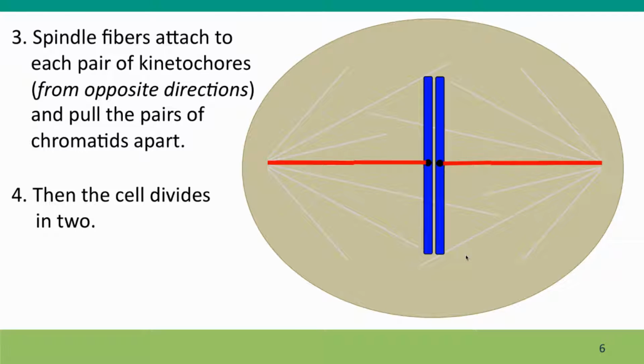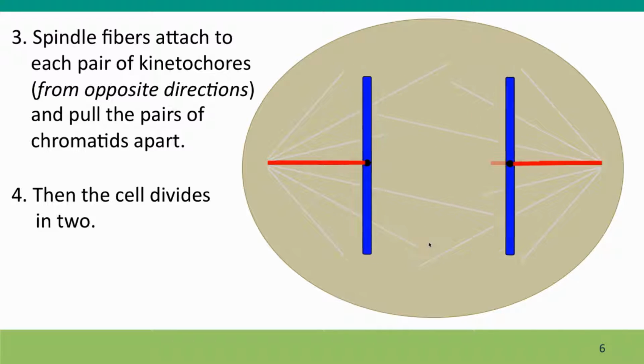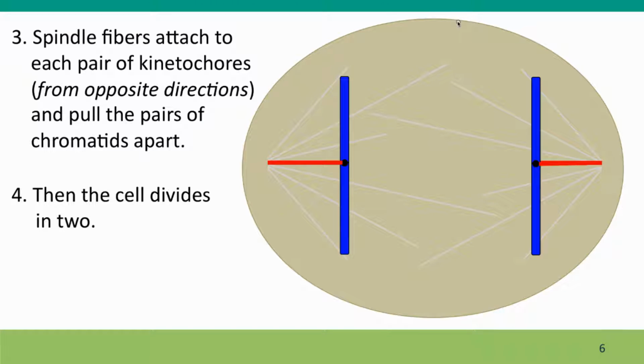So the spindle fibers attach to the kinetochores of the two sister chromatids, and for each pair they attach from opposite directions, and then they pull the pairs of chromatids apart. And then once that has happened, the cell can divide in two. So I'll just draw the division because I didn't animate it, giving two daughter cells, each with the same chromosome that the parent cell had.